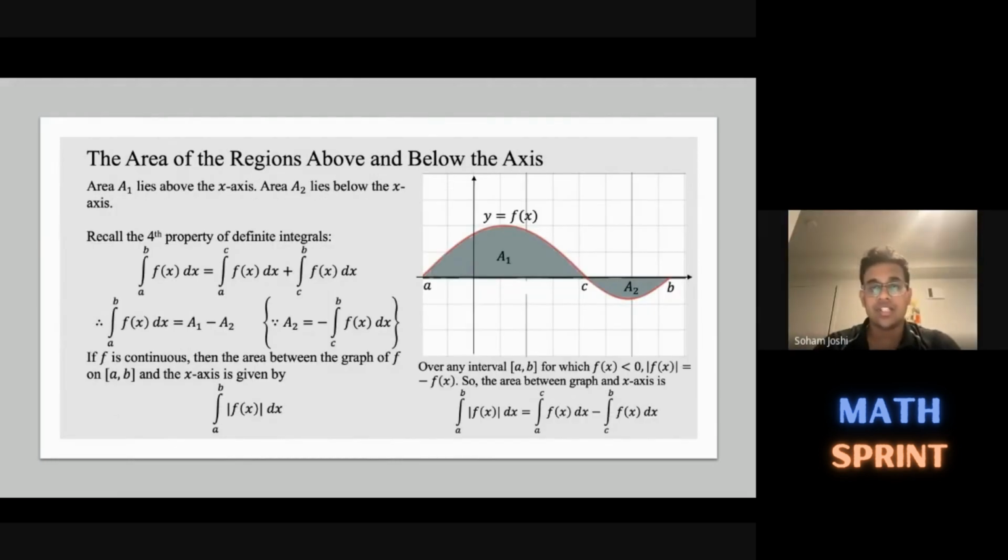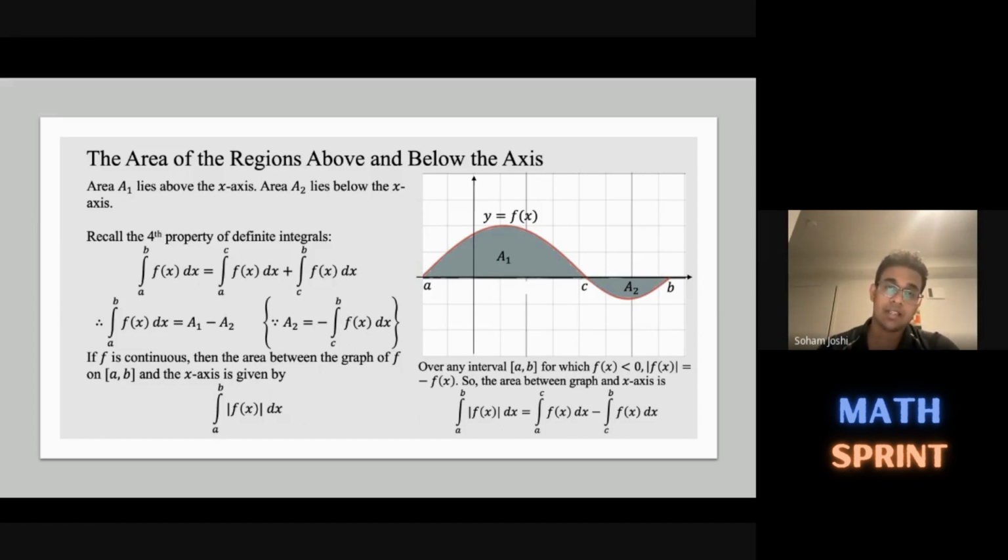Also, here is the area of the regions above and below the axis. Take a look at the diagram on the right if you want to follow this. So note that the letters A, C, and B are all possible real values of x. So the gray region above the x-axis has an area of A1, and the gray region below the x-axis has an area of A2. Remember, A1 and A2 are always positive for geometric reasons because it's impossible to have an area that's negative. Area always has to be positive, geometrically speaking.